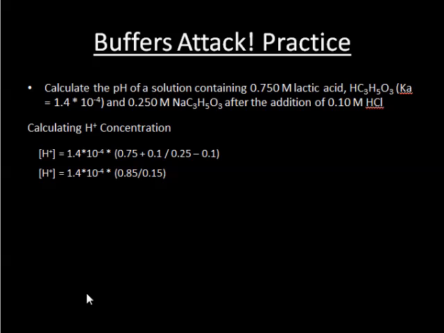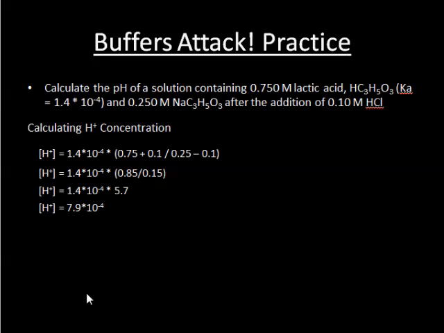And you get 0.85 divided by 0.15, which is 5.7 when rounded according to sig figs. And then you multiply that by 1.4 times 10 to the negative 4th. And you get an H plus concentration of 7.9 times 10 to the negative 4th.